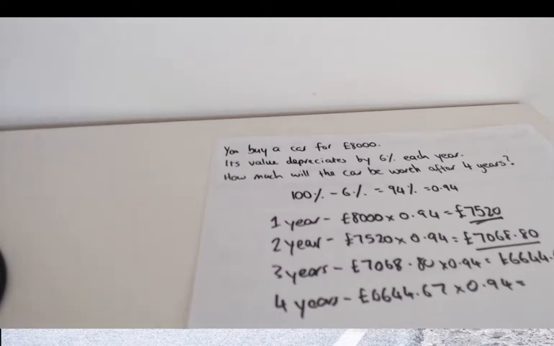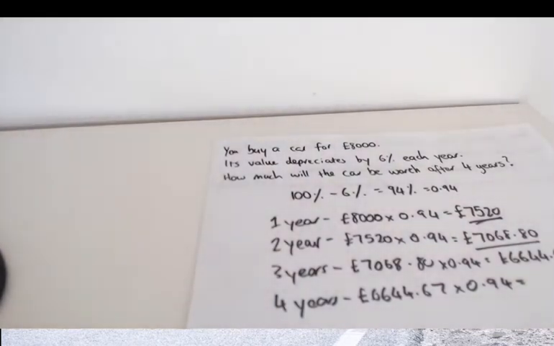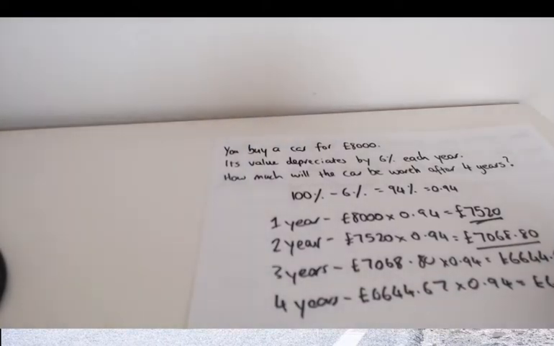I made a mistake on my calculator, so let's go again. 6644.67 times 0.94 equals. Try it again, made a mistake. £6,245, and if I round it correctly, 99 pence.